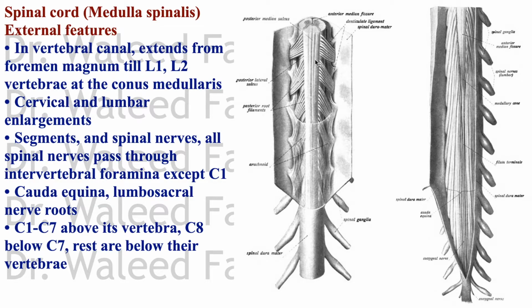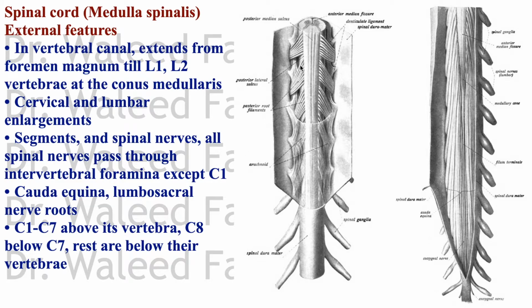All the nerves pass through the intervertebral foramina except C1, which passes above the C1 vertebra. You all know that we have 8 cervical nerves and 7 cervical vertebrae.